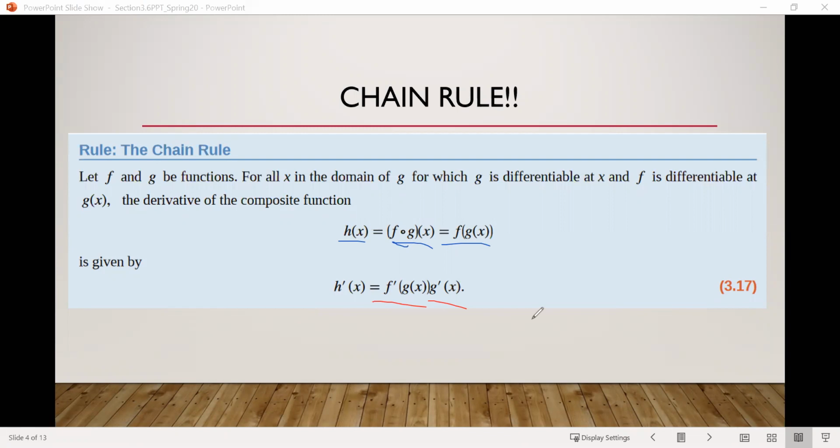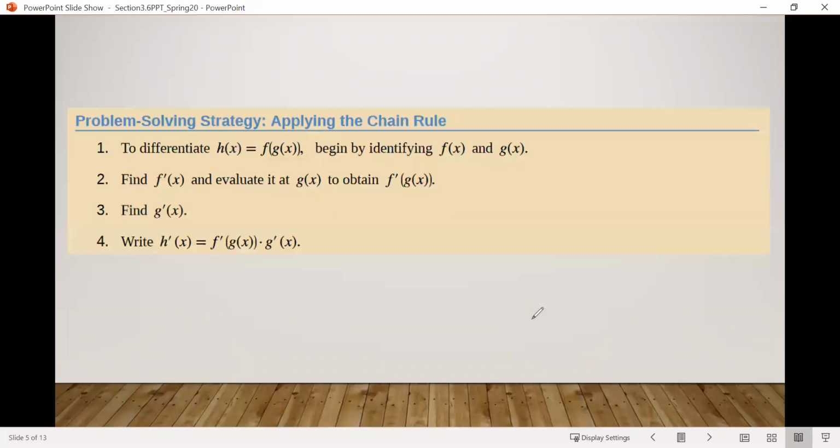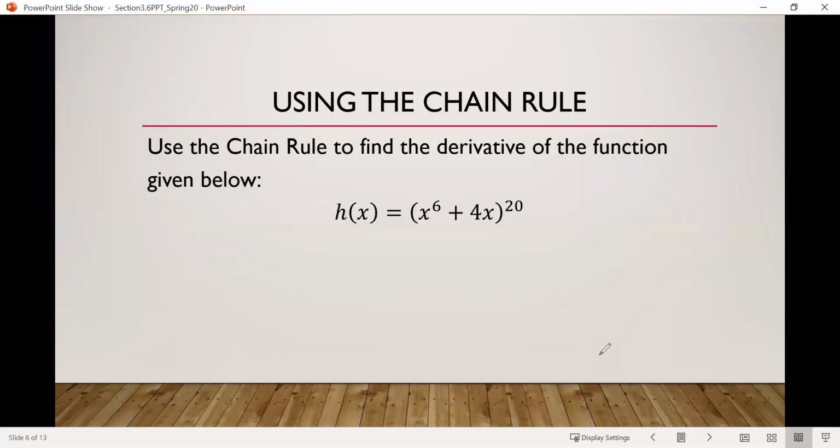Let me break down the process a little more. If you want to differentiate the composition of two functions, f of g of x, we first identify which one is going to be f and which one is going to be g. Once we have that, we take the derivative of f, then evaluate it at the function g, which gives us f prime of g of x. Then we find g prime of x, the derivative of g, and multiply the two things. I know that may look like a lot right now, so we'll do an example to explain this.